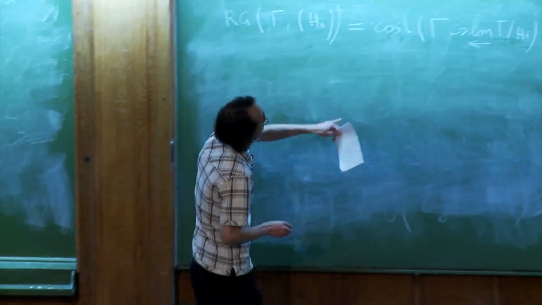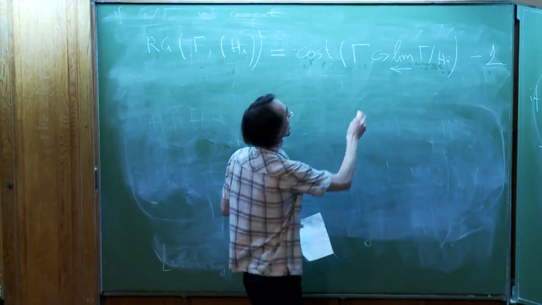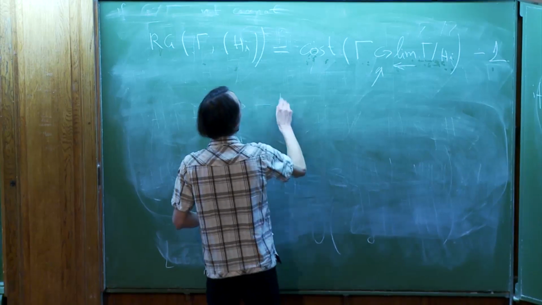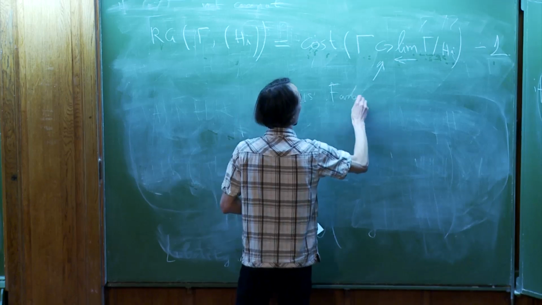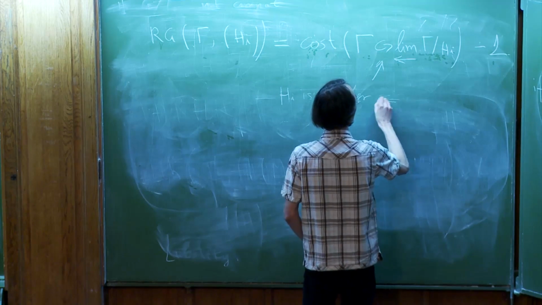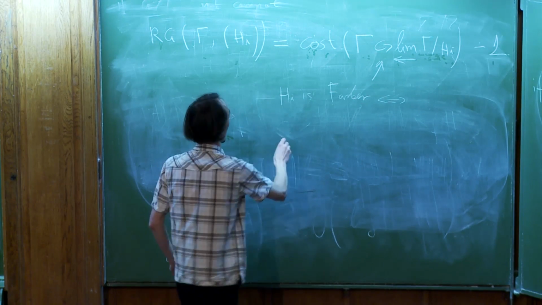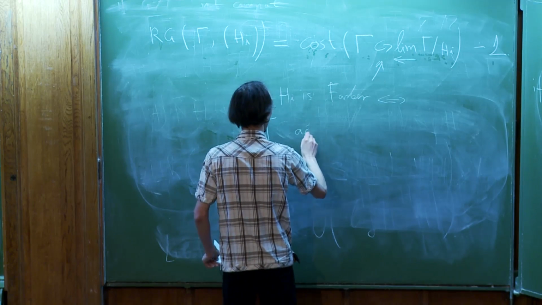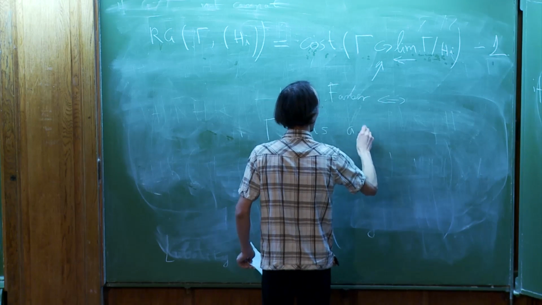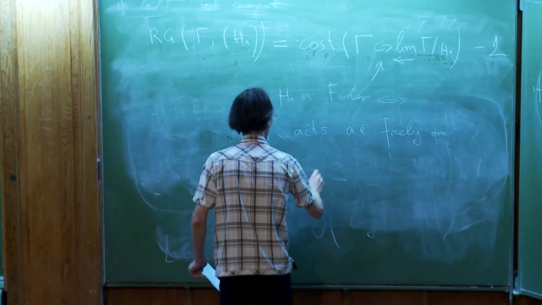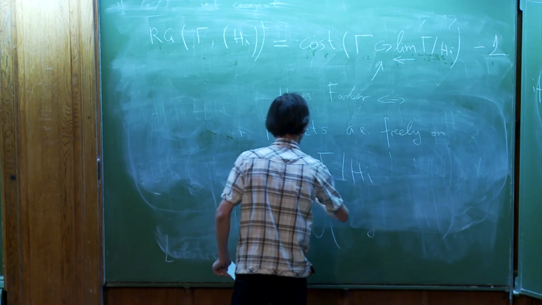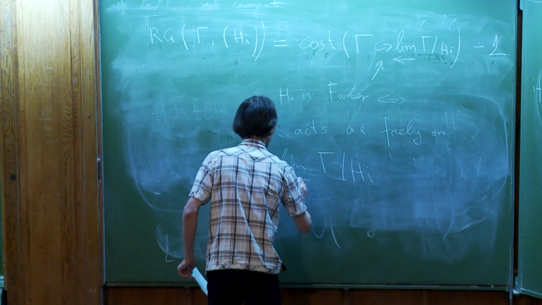So the chain H_i is Farber if and only if this action is essentially free. So H_i is Farber if and only if gamma acts almost everywhere freely on this inverse limit. Okay?